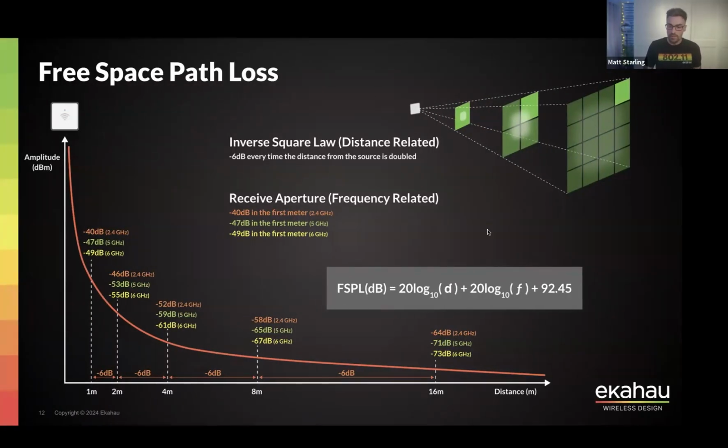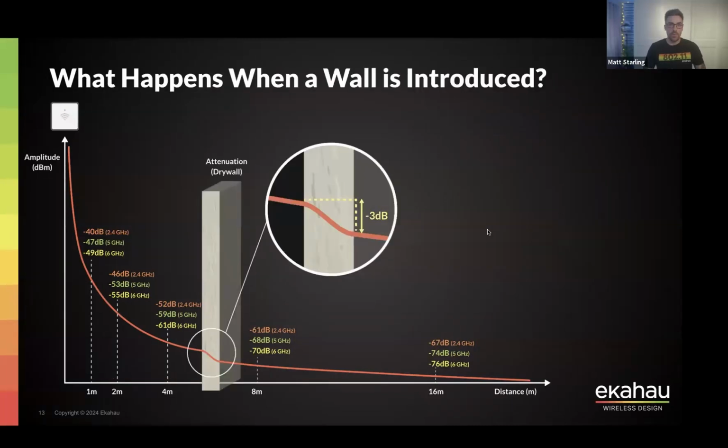So what happens then if we are in an environment where we've not just got free space? I know when we design and place our access points, we usually have walls around us and different types of obstacles. But when there's a physical material in the way, it's going to attenuate some of the Wi-Fi. That's what we call blocking some of the signal. And different types of walls are going to cause different types of attenuation. And typically a drywall would cause something around a 3 dB loss.